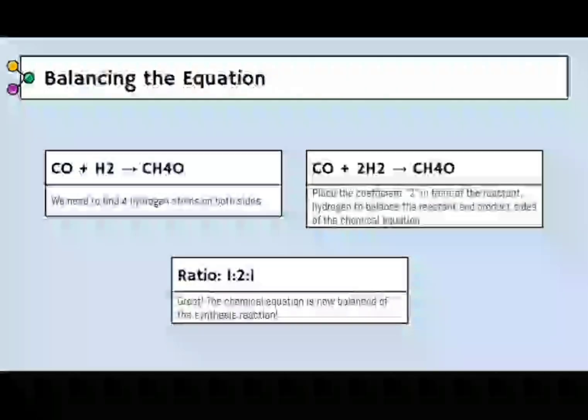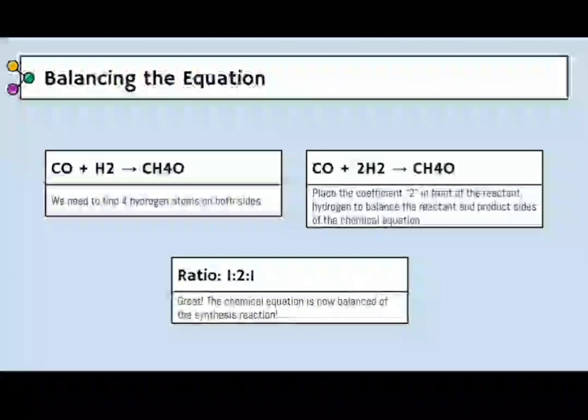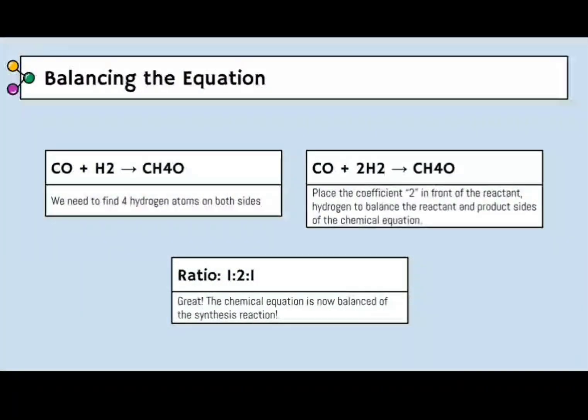Okay, so first off, we must balance this equation to move forward with this problem. The equation given was carbon monoxide plus hydrogen gas, which produces methanol. Carbon monoxide is CO plus H2. We use 2 for the subscript for hydrogen gas because it's a diatomic, and all diatomics have a subscript of 2. That produces methanol, and methanol is CH4O. But as we can see here, this chemical equation, or this synthesis reaction, is not balanced.